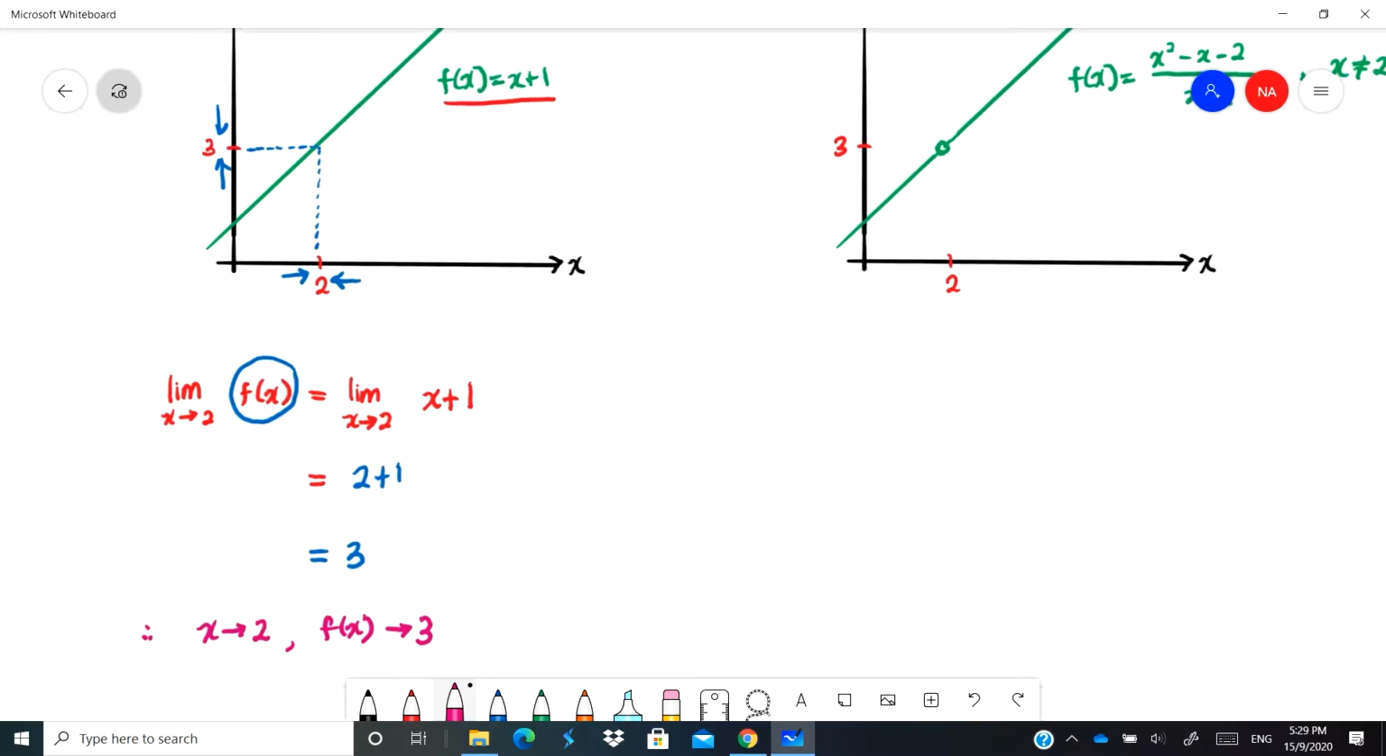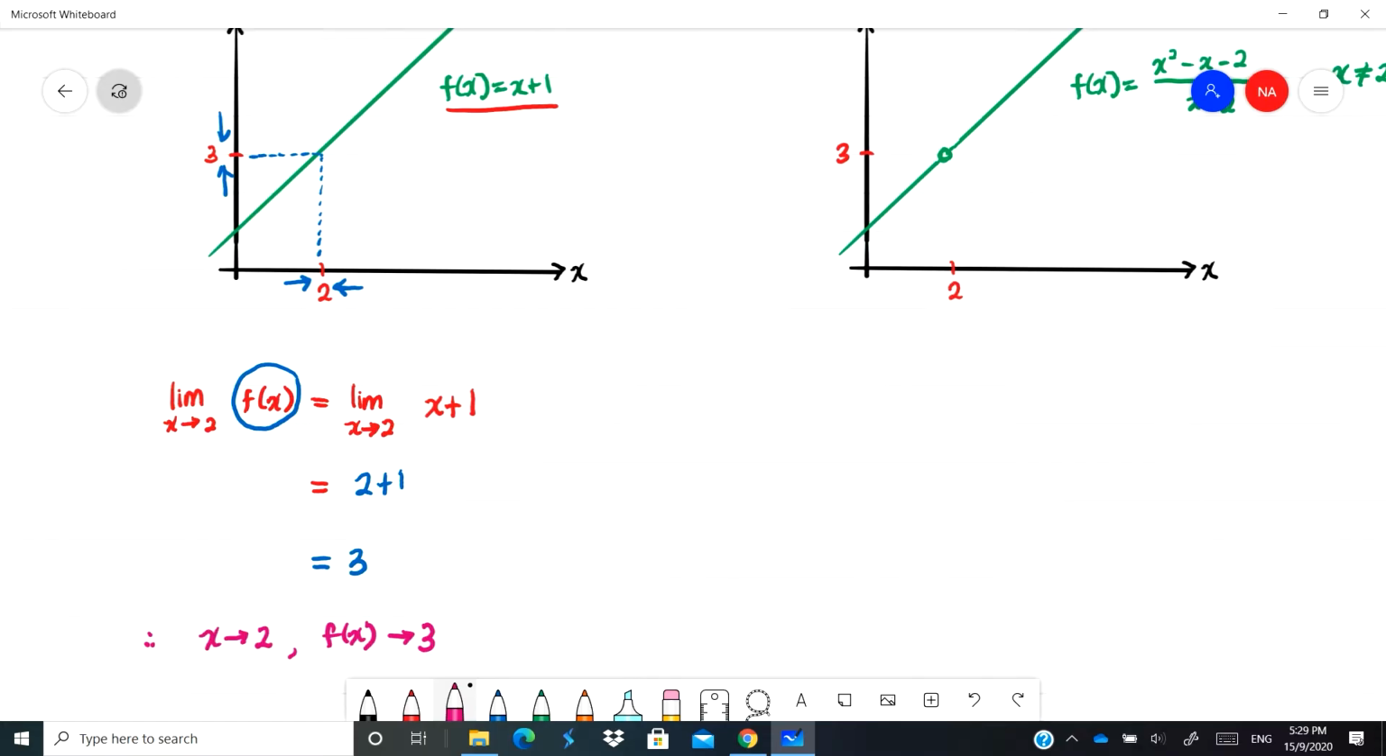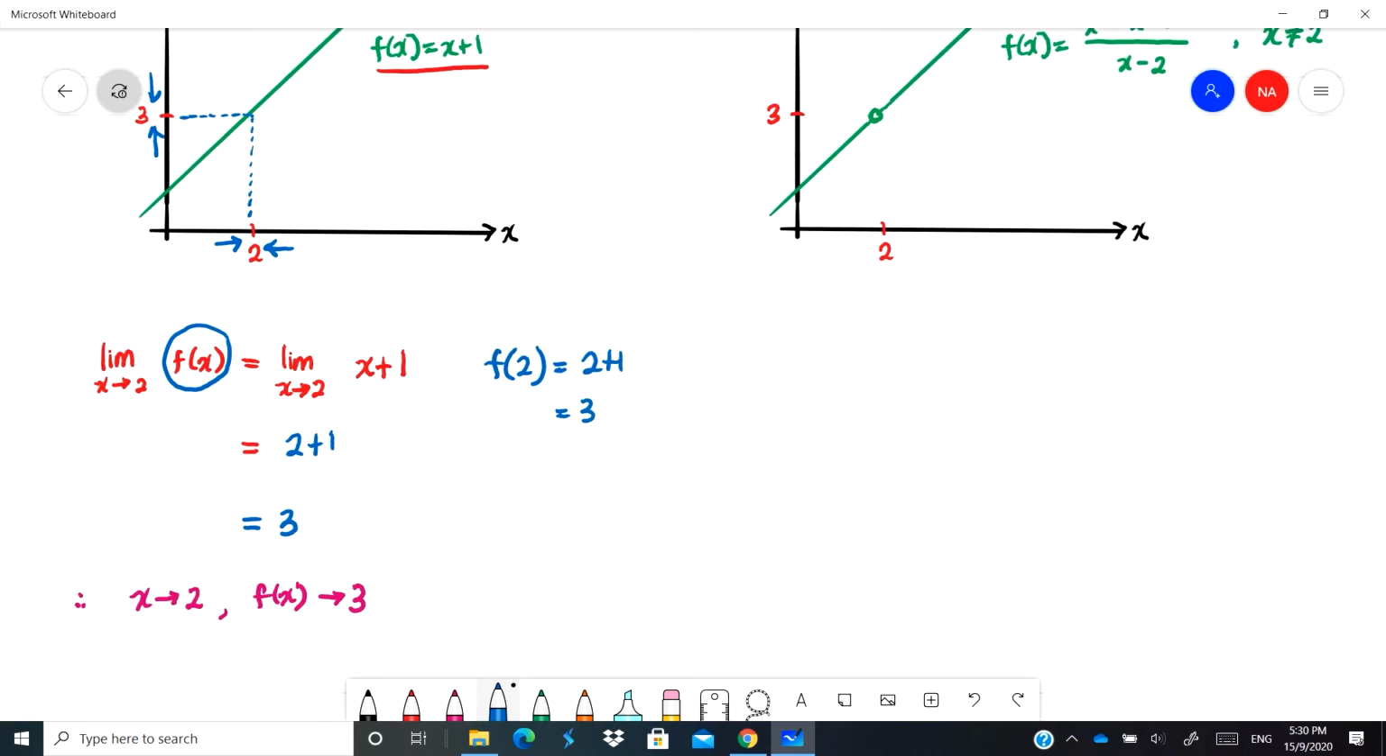Let's say you want to find the value of the function at a certain point. If you want to find f(2), of course 2 plus 1 is 3. This doesn't involve approaching the value, it is directly defining the function. You just substitute x with 2 directly. Maybe this example is not very clear to you.